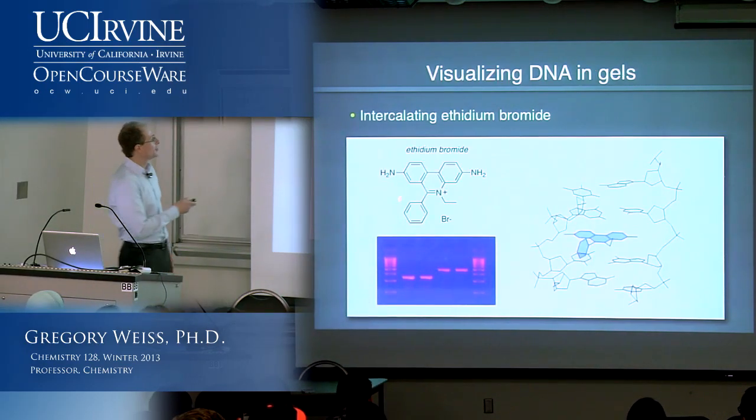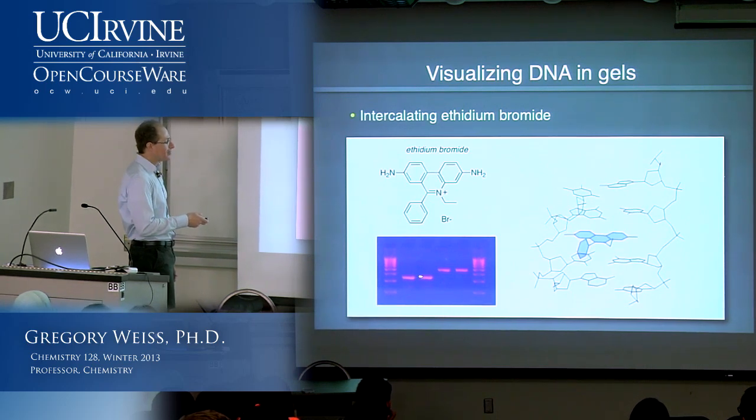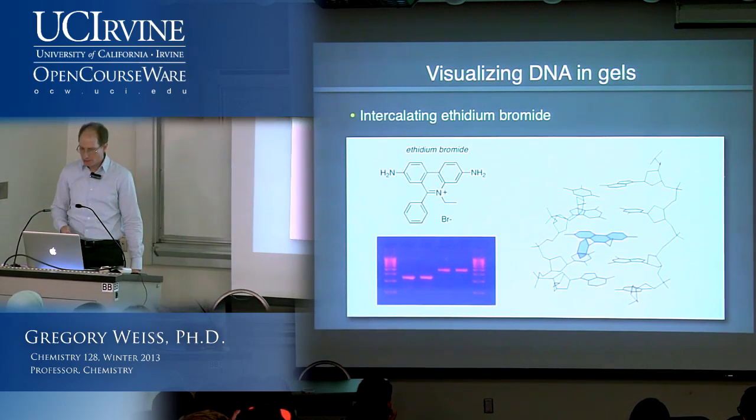Here's the ethidium bromide. Here it is intercalated into the DNA. And this in practice is what it really looks like. It has a bright purple color.